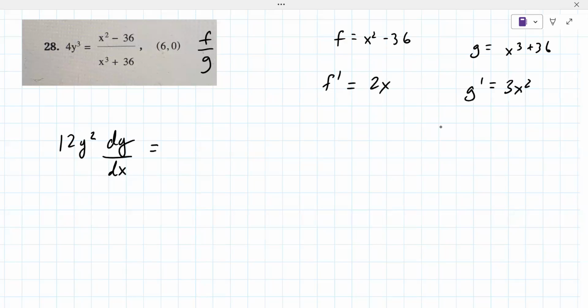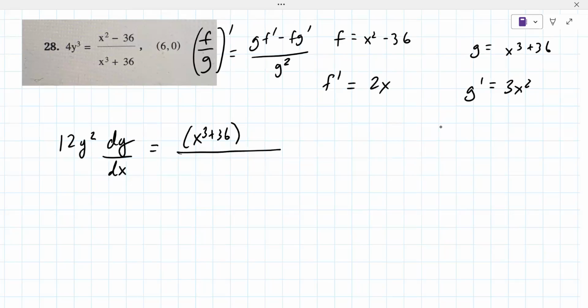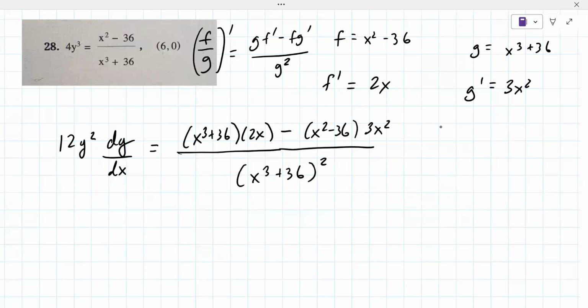Okay. So now the derivative of f over g is g f prime minus f g prime over g squared, which is x cubed plus 36 times 2x minus x squared minus 36 times 3x squared, all over x cubed plus 36 squared, like that. We talked about when you would simplify. You probably would not simplify this quite yet.